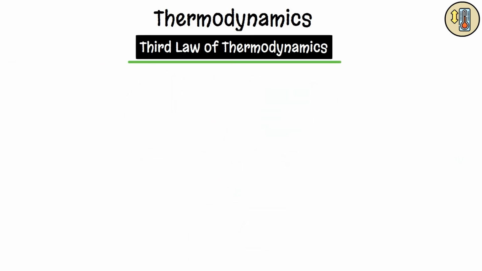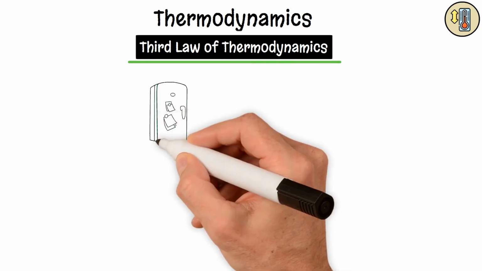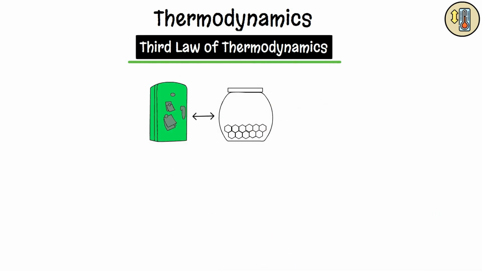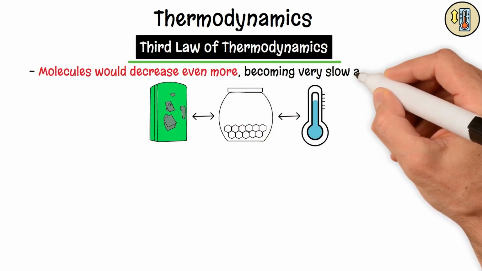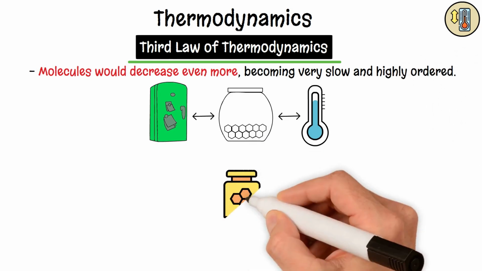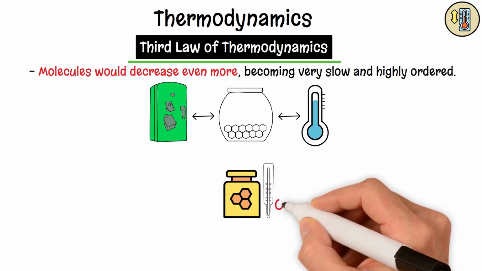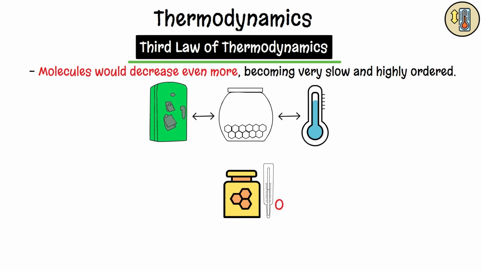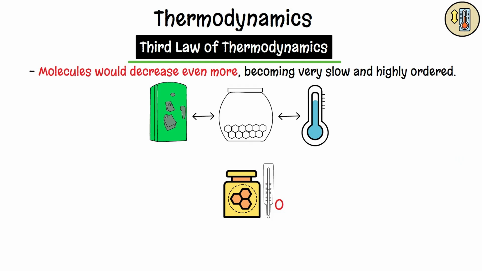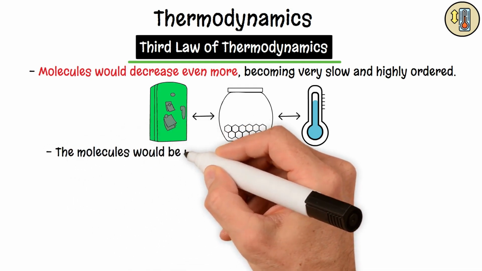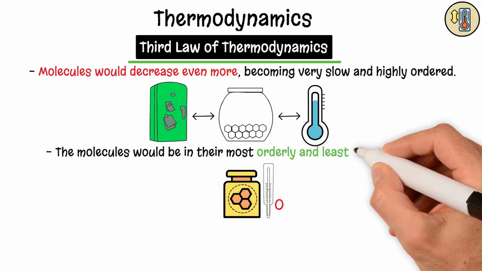According to the third law of thermodynamics, if you were to keep cooling the honey further and further, down to extremely low temperatures, the movement of the honey molecules would decrease even more, becoming very slow and highly ordered. As the temperature of the honey approaches absolute zero, which is theoretically the lowest possible temperature, the entropy, or disorder, of the honey would approach a minimum. The molecules would be in their most orderly and least energetic state.